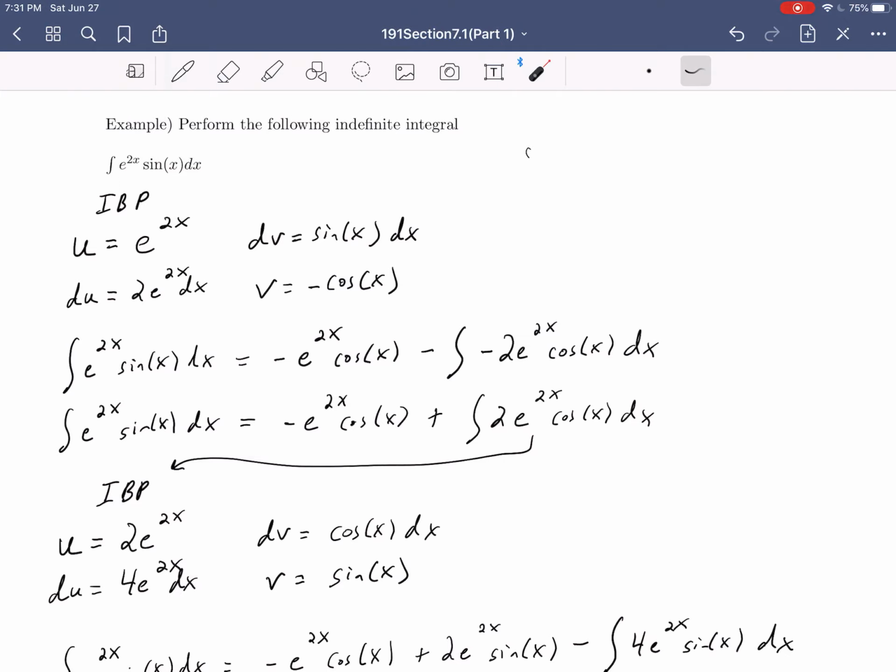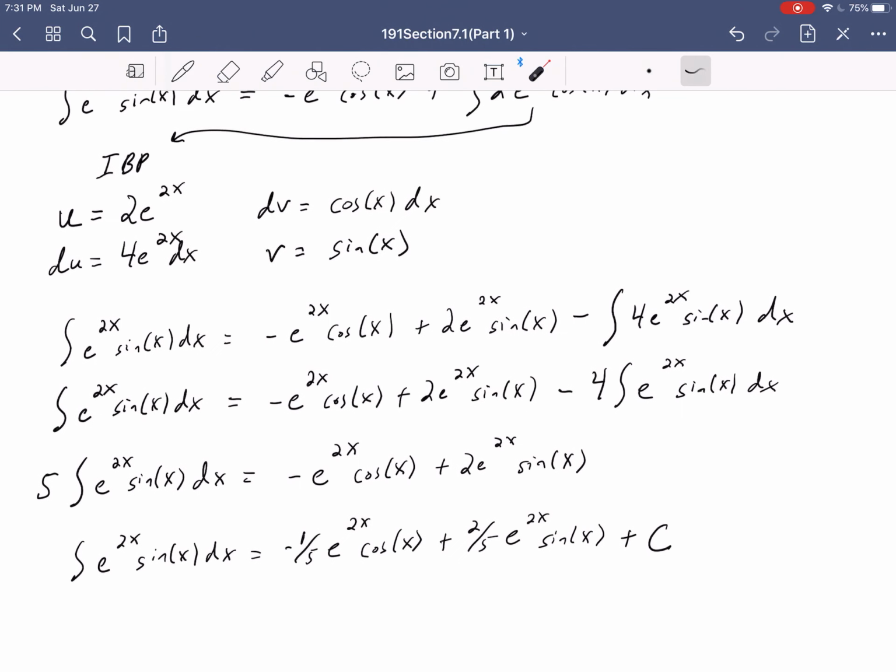So this is not something you're going to see a ton of, but if you ever see products of like an exponential and a sine and cosine, you should be a little bit suspicious that you might have to do this pair of integration by parts and then solve algebraically here. Just wanted you guys to see at least one example of that.